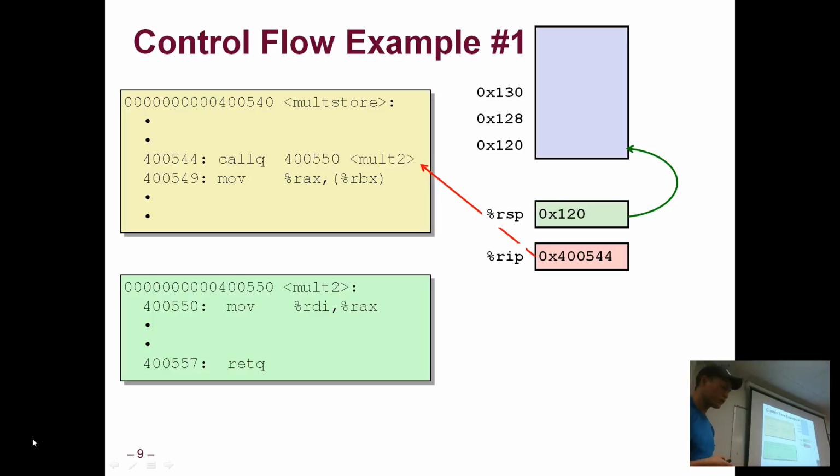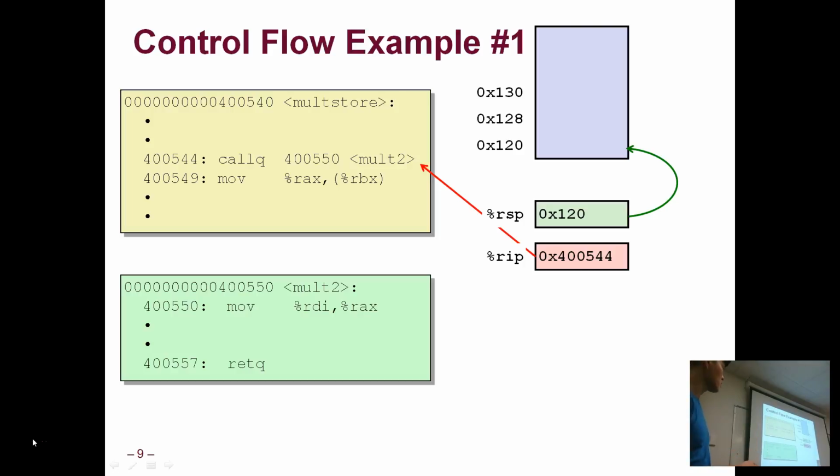So here is a picture of it. Again, you have the stack pointer at 120 initially. Your instruction pointer is pointing to this call. So here's this call quad, and that's the virtual memory address of the function you want to call, called mult2. And here is the implementation of mult2. And you see mult2 is at 400/550, and then at the bottom, it calls a ret quad. So we're going to simulate this.